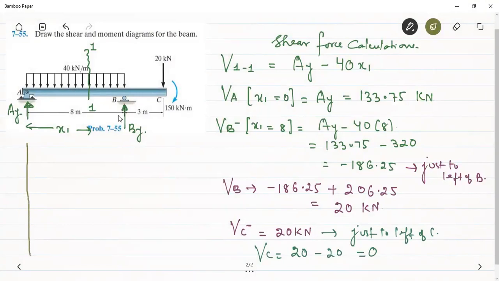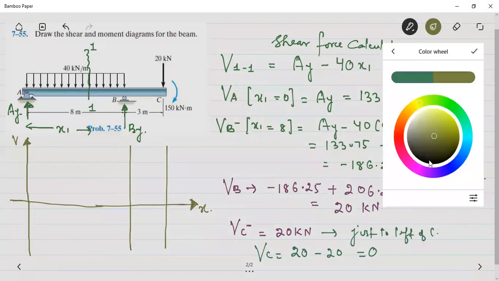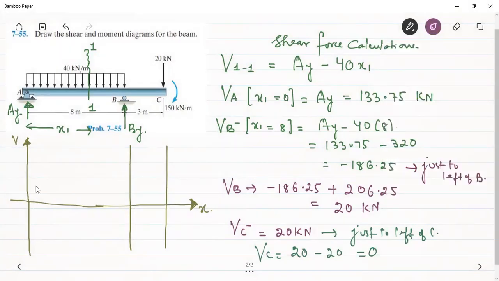We take this, we draw these vertical lines, and we take this reference axis, that is from here we plot the x, and from this direction we plot the shear force. So what will be the shear force at A?